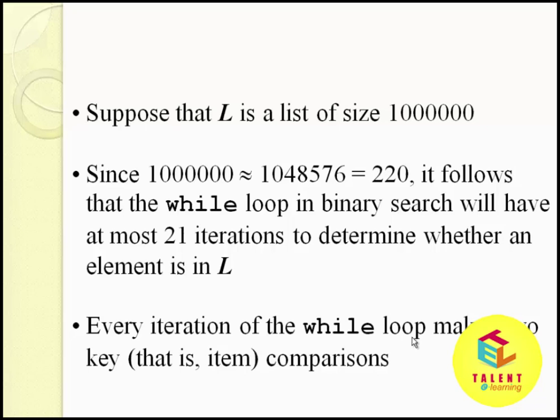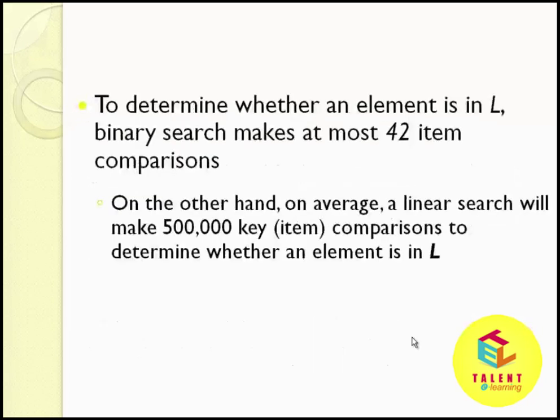Suppose that L is a list of size 1 lakh. Suppose that L is a list of size 10 lakh. Since 10 lakh is equivalent to 1048576, which is equal to 2^20, it follows that the while loop in binary search will have at most 21 iterations to determine whether an element is in L. Every iteration of the while loop makes 2 key comparisons. To determine whether an element is in L, binary search makes at most 42 item comparisons.